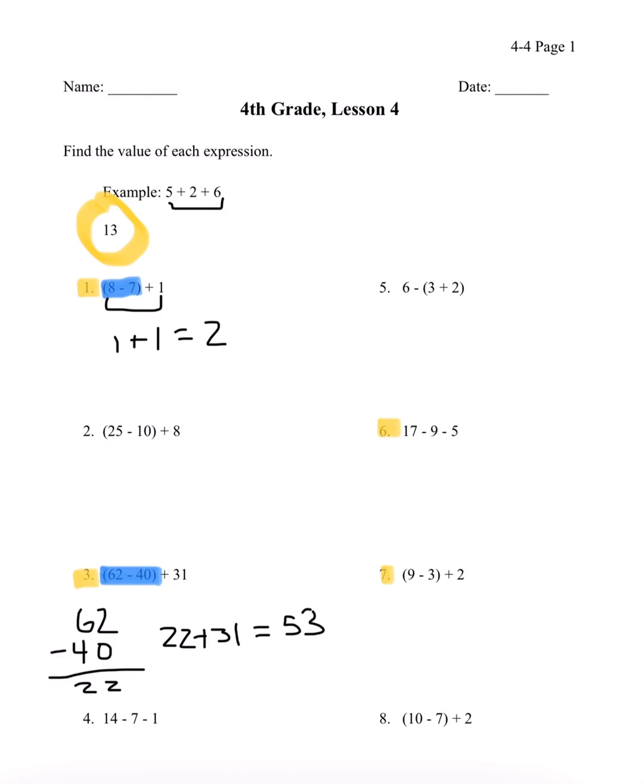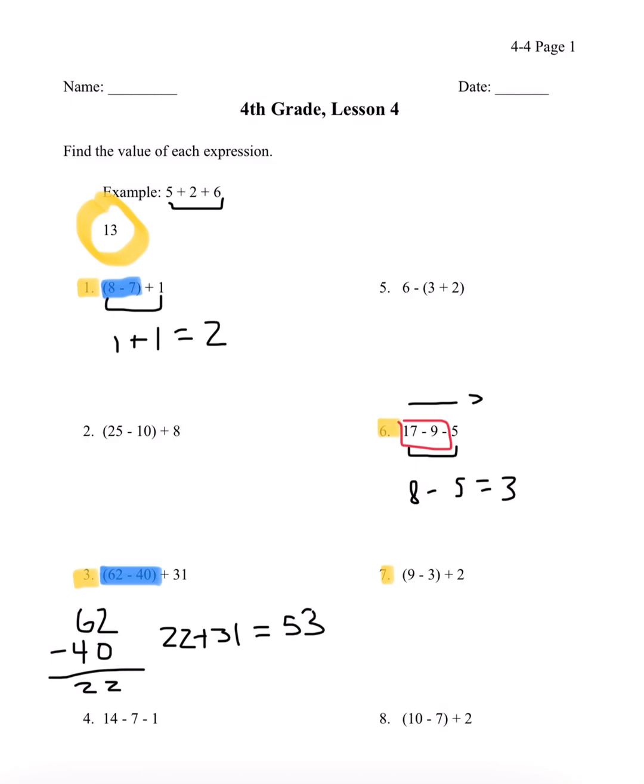Number 6, we have 17 minus 9 minus 5. So in here, there is no parentheses, but how to do it usually is you just go from the left to the right. So we're first going to do 17 minus 9, which is 8, and then 8 minus 5 is 3.